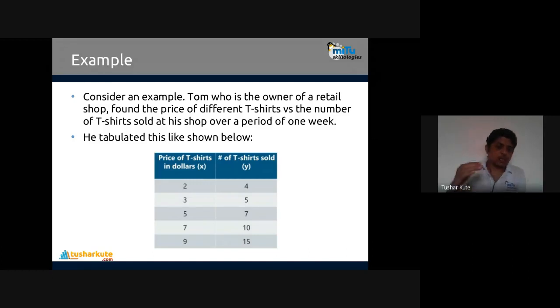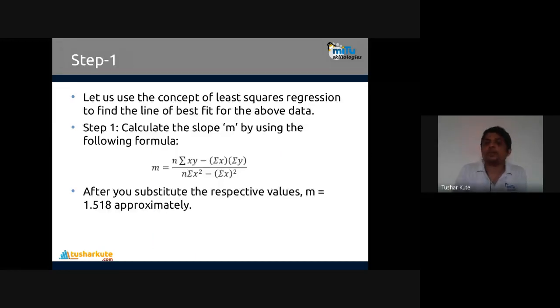Using this idea, we are going to build the OLS regression. You can check the pairs 2, 4; 3, 5; 5, 7; 7, 10; and 9, 15. Looking at the data, we can identify that these 2 datasets, input and output, are linearly connected to each other. In such cases, linear statistical models can be applied. So we'll be applying OLS now. Let's go step by step.